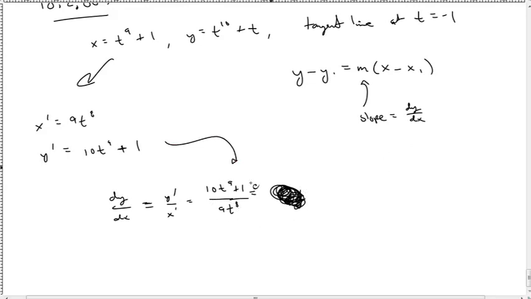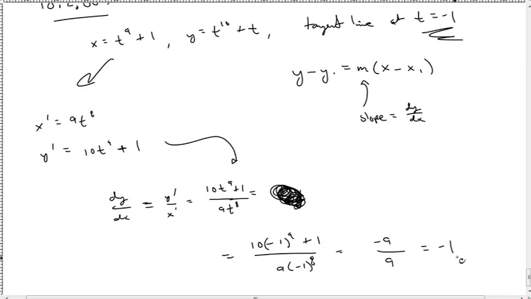This is my slope, true, but they had given me that it's at t equals -1, so what I'm going to have to do is plug in a -1 for both of these guys. And so I get basically -10 plus 1, which is -9. And down here, the 8th power makes all the negatives cancel, making a plain old 9, and 9 over 9 makes a -1. So that's cool. That's, again, my slope. What I want to do is plug that in right here. That's a -1 right there.